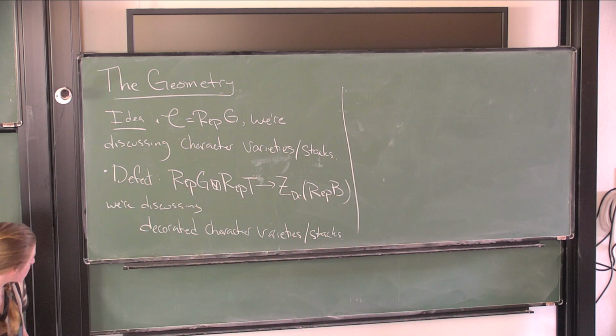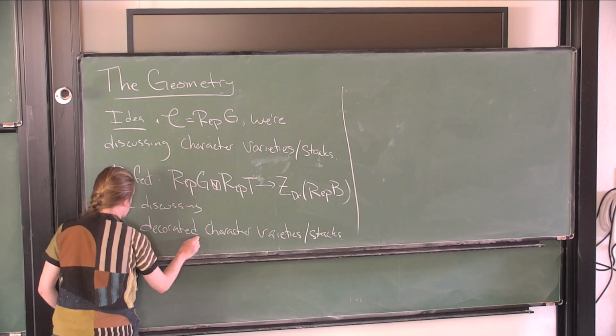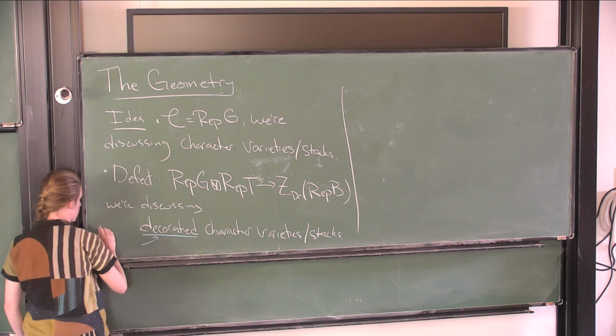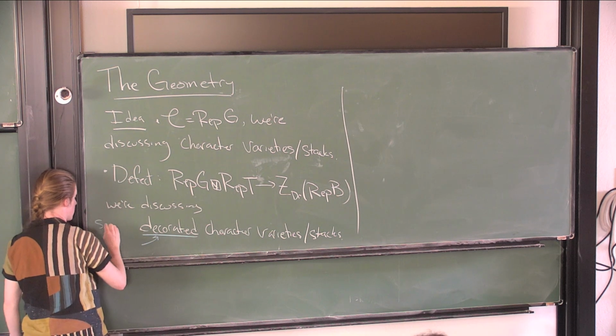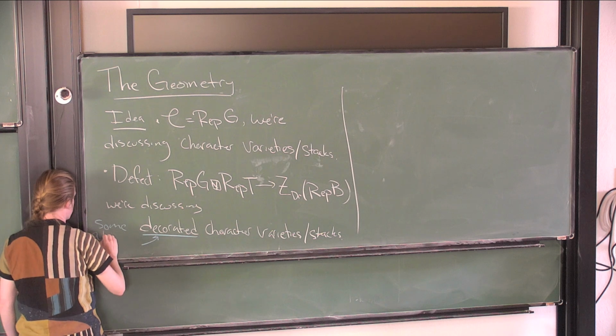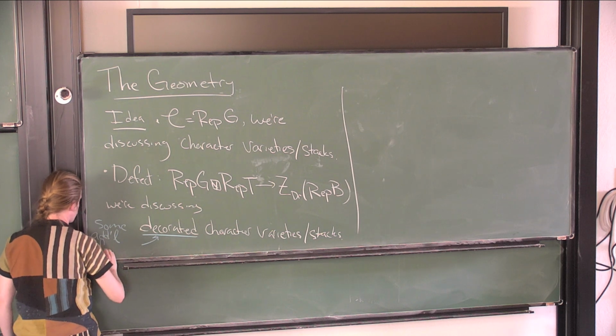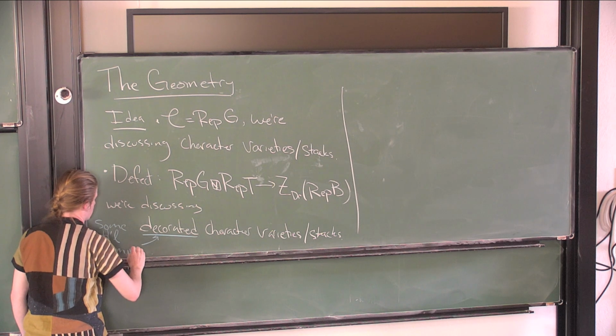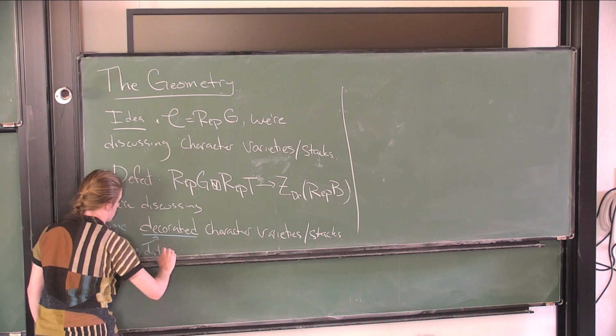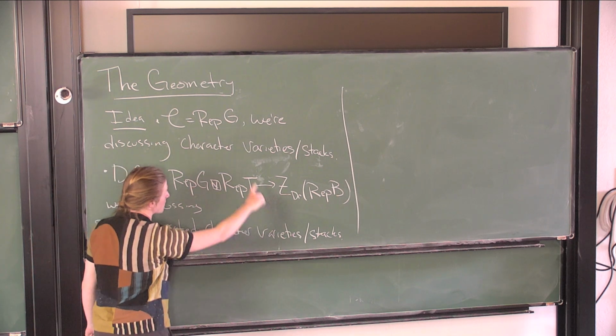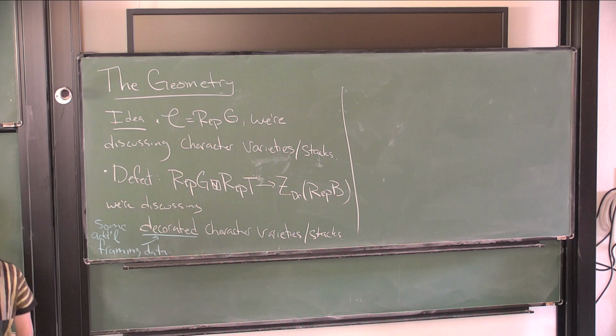Okay. And what is this decoration? This just means we have some additional framing data. So I want to talk about what these things are and why this is true.